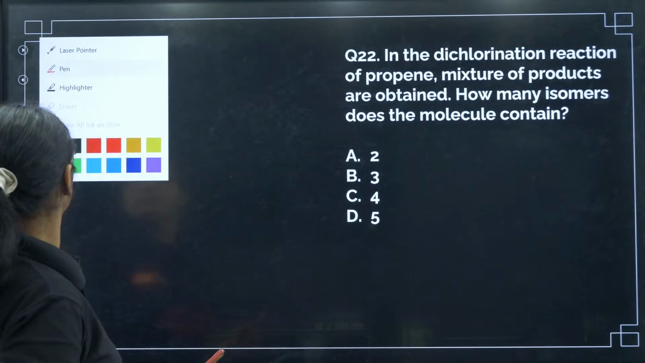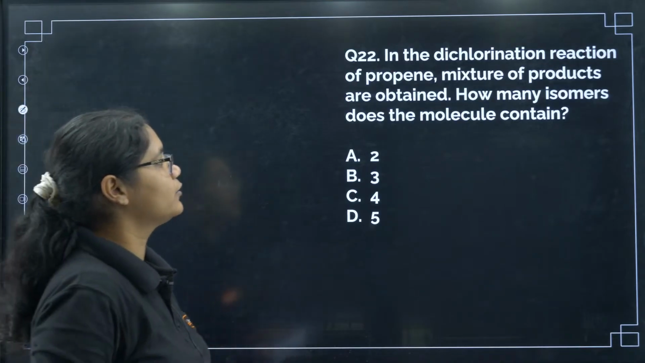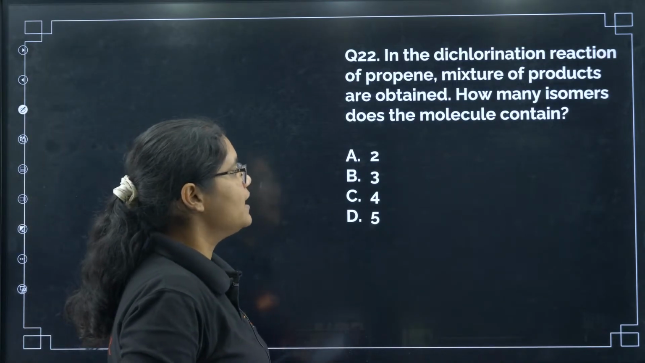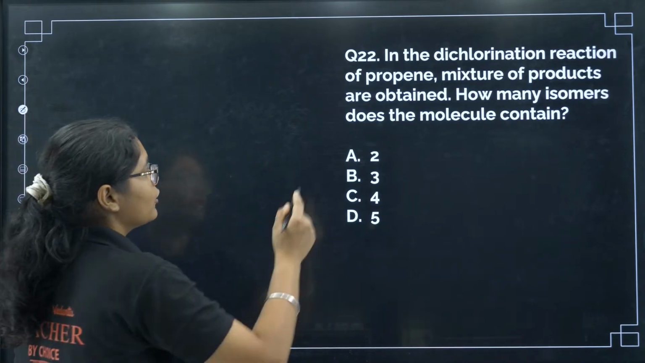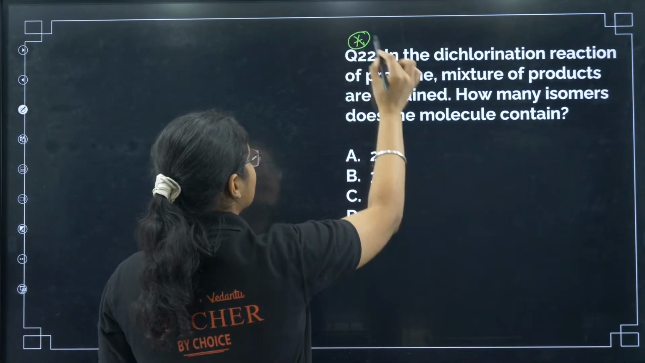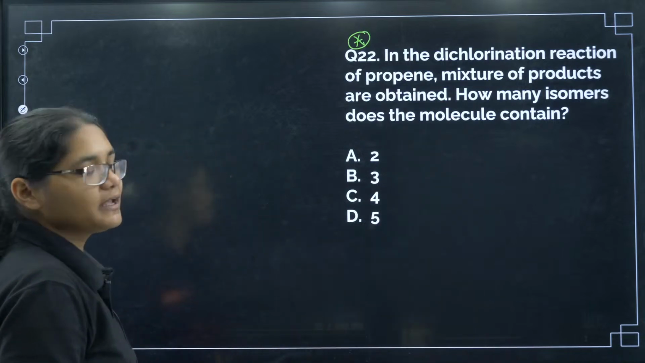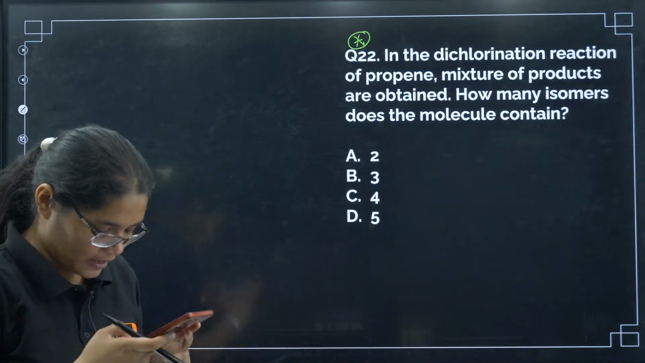Next, question number 22. In the dichlorination reaction of propene, a mixture of products is obtained. How many isomers does the molecule contain? This is also a very, very interesting question. So let me give you 1 minute, all of you can think and answer.